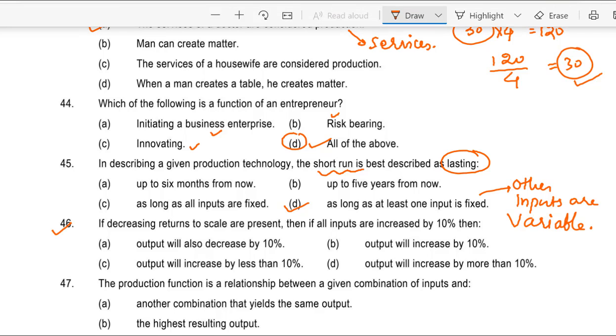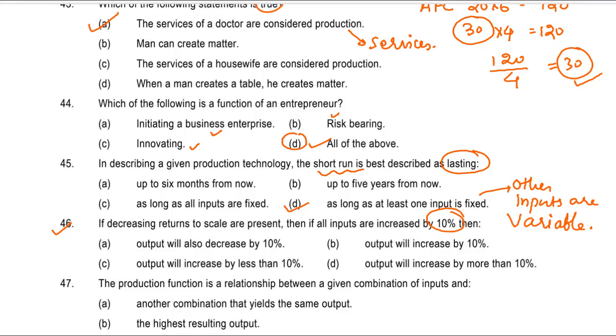46. If decreasing returns to scale are present, then if all inputs are increased by 10%, then A. Output will also decrease by 10%. B. Output will increase by 10%. C. Output will increase by less than 10%. Or D. Output will increase by more than 10%.